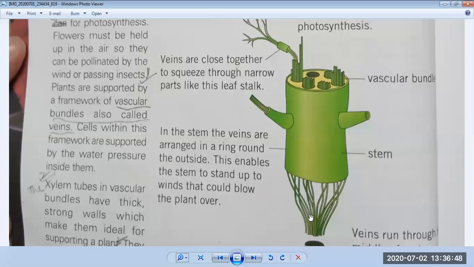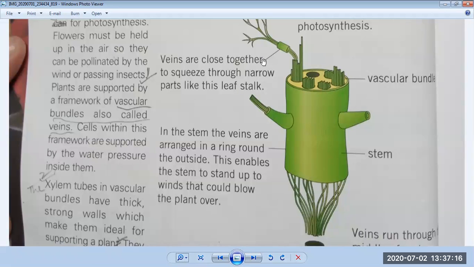When the plant is under the ground, it is held by the roots. But when it comes out of the ground, the stem plays an important role, and the xylem tubes help, because we have also discussed that xylem cells are dead cells and they belong to wood. They make the wood, so they hold the plant above the ground. And you can also see veins are close together to squeeze through narrow paths like this leaf stalk.